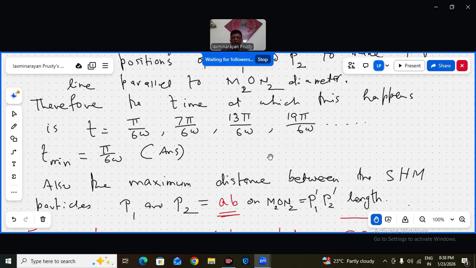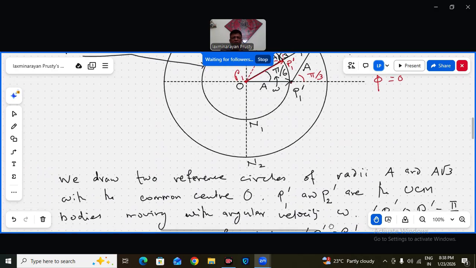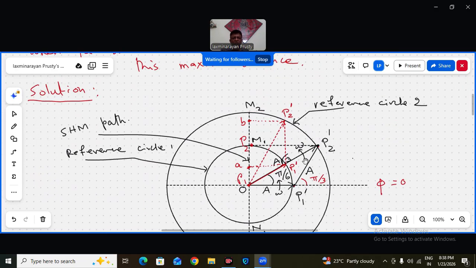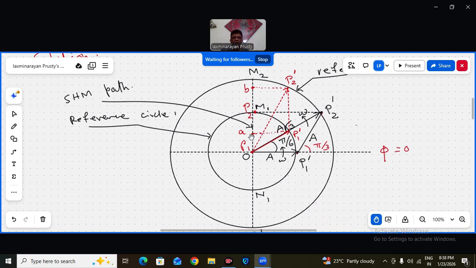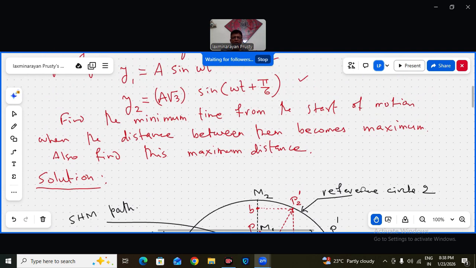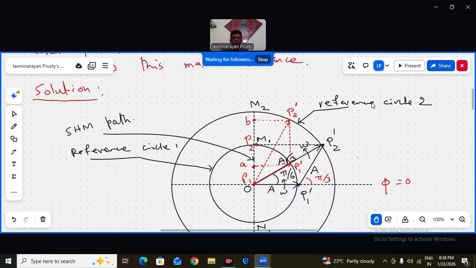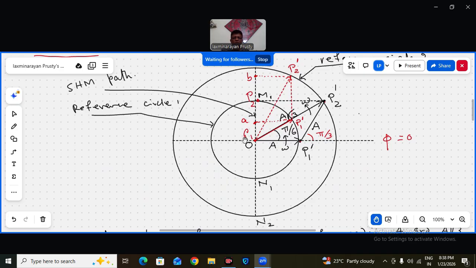It will become maximum separation. What is the maximum separation? Magnitude. Once it becomes parallel, whatever the length, the same will be the magnitude of the projection here. Yes or no? So that is the maximum separation between P1 and P2, these two SHM particles. This is P1 and P2 will be somewhere here. In this, the maximum separation will be A only. Initially the separation is A sin 60, A root 3 by 2.